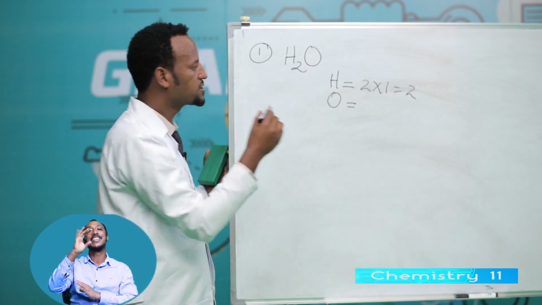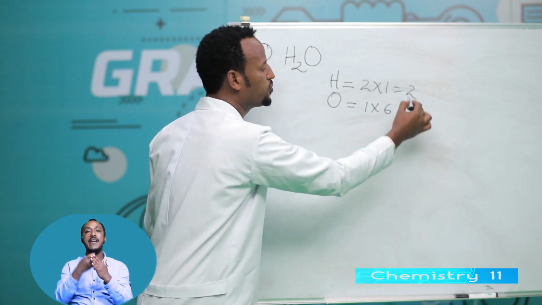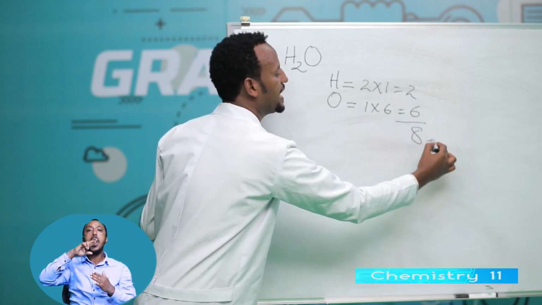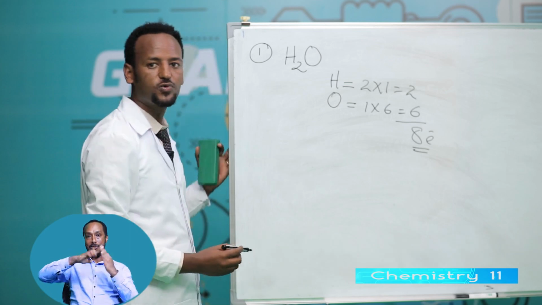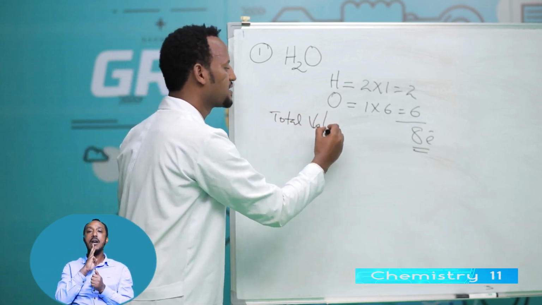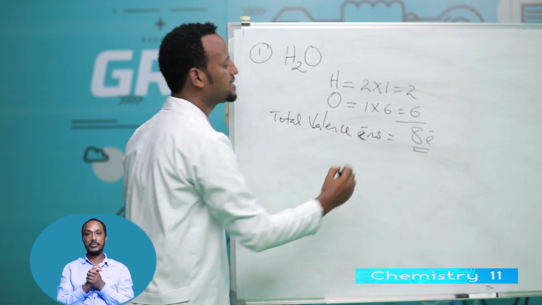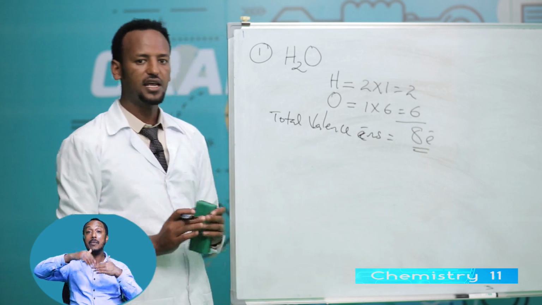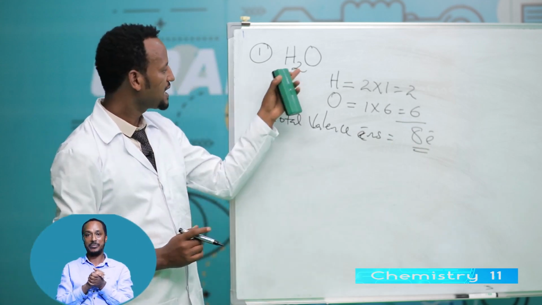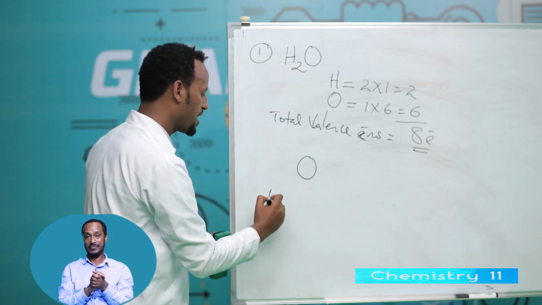Oxygen, how many oxygen? 1 oxygen. 1 times 6 is equal to 6. 2 plus 6, 8 electron. This 8 electron is what? Total valence electrons. Total valence electrons for water is how much? 8 electron. The central atom is oxygen, look, O. How many surrounding atoms? 2, hydrogen.